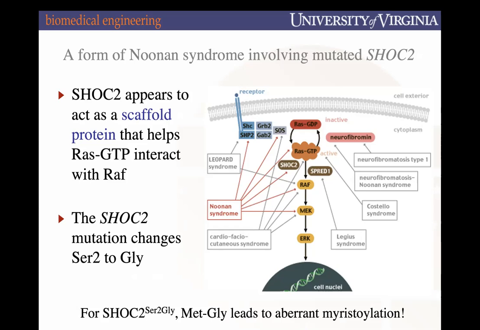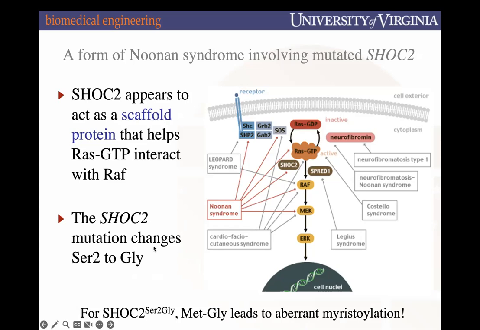Now, what ends up happening in Noonan syndrome is that this scaffolding protein, SHOC2, again, scaffolding protein just means that it enables the interaction of two other proteins. What ends up happening is that there is a mutation in Noonan syndrome with SHOC2. So we have here, it says serine 2. That means the second amino acid is a serine. So the mutation goes from a serine to a glycine.